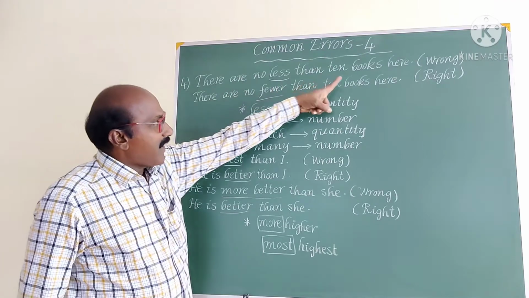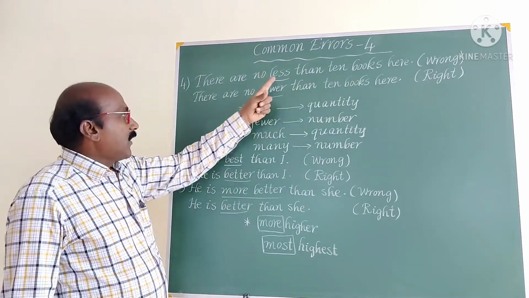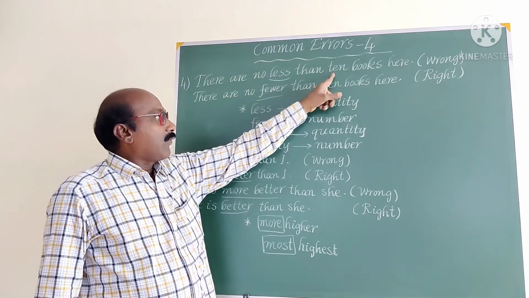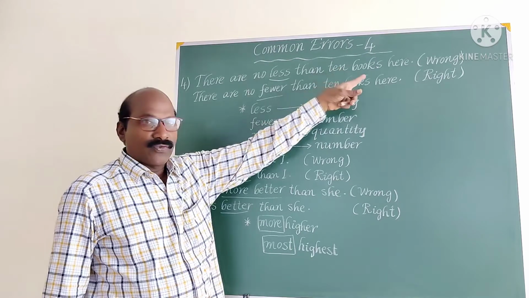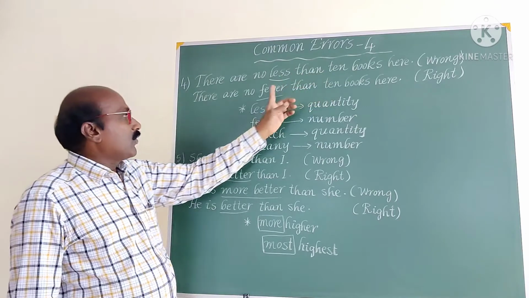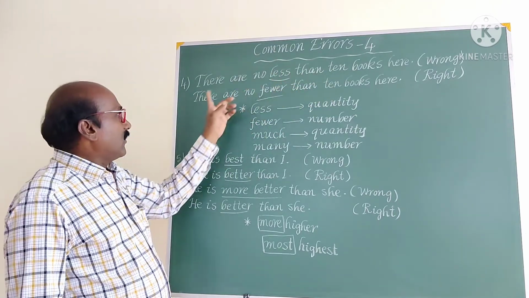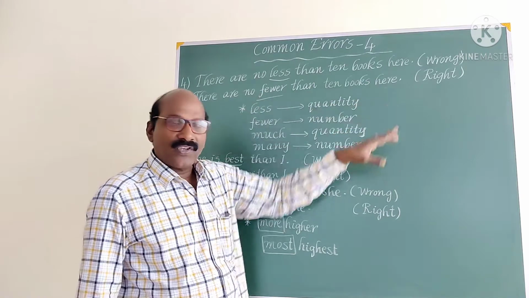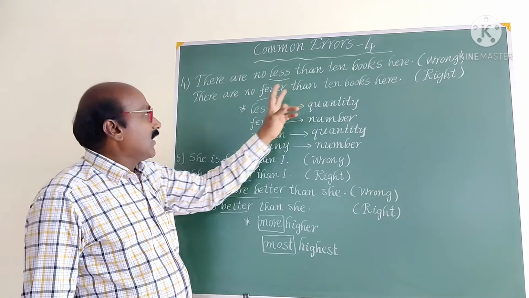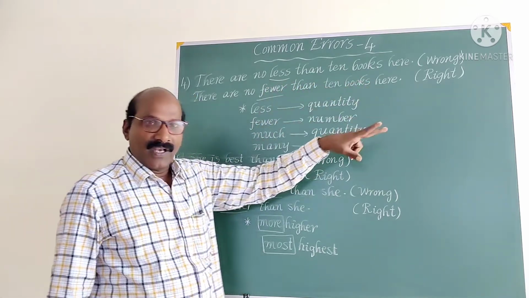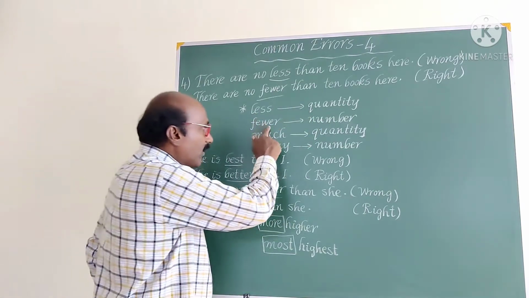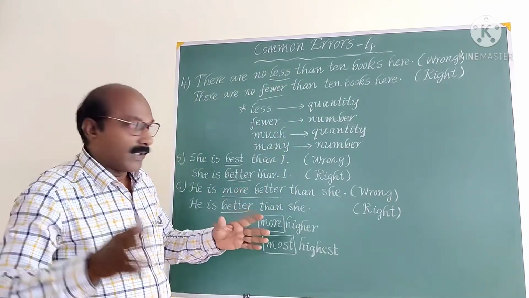There are no less than 10 books here. It's a wrong expression. There are no less than 10 books. Here, when we refer to some number, 10 books, never use less. When we refer to number, we have to use fewer in place of less. There are no fewer than 10 books here. That is the right expression. Less than 10 books, wrong. Fewer than 10 books, here. Less always refers to quantity. Fewer always refers to number.